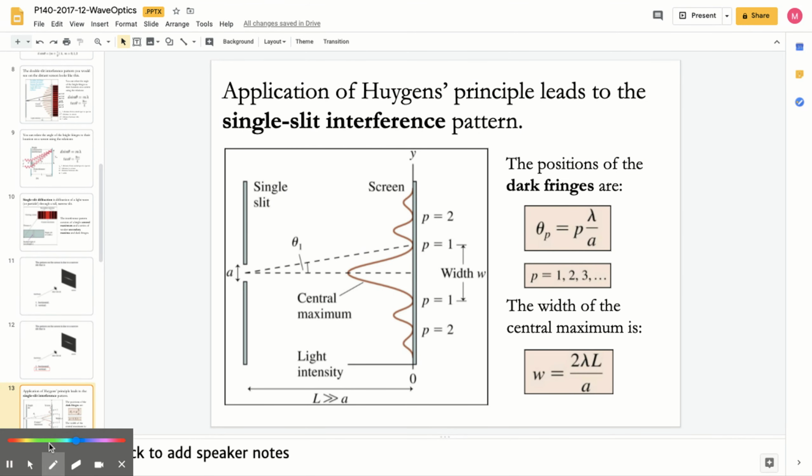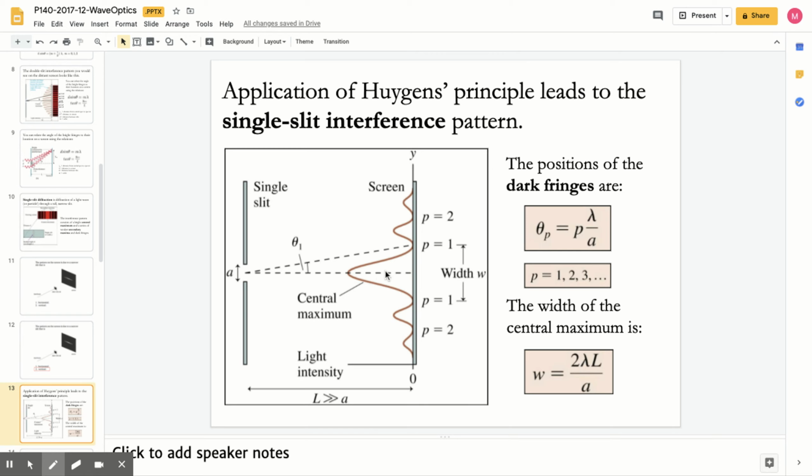Here we have just the side view of our single slit interference experiment. A is our slit opening, and remember when we were talking about double slit, we had two slits. The slit opening length is A, but the distance between the slits was D. Here we're just talking about one slit, one opening, this A. L is the distance from the slit to the screen. We can see that we have a central maximum here.